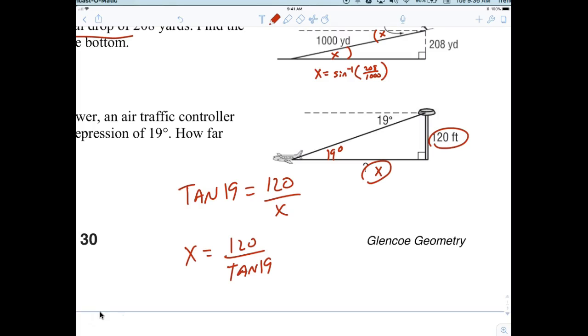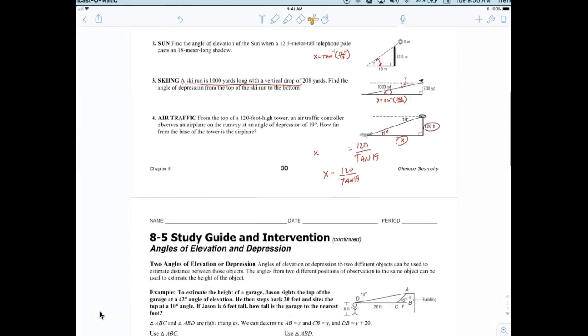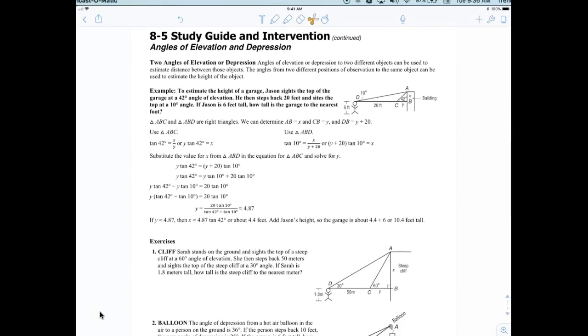Exactly right. So what we're doing, please pay attention, is moving the x over, and then dividing by tangent. You should see that. If you don't like that, you can say you're going to cross multiply and divide, but I would prefer you do it like I just showed you. Does everybody understand what I'm saying as far as the angle of elevation and the angle of depression?